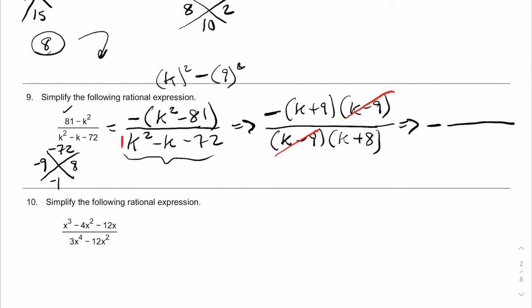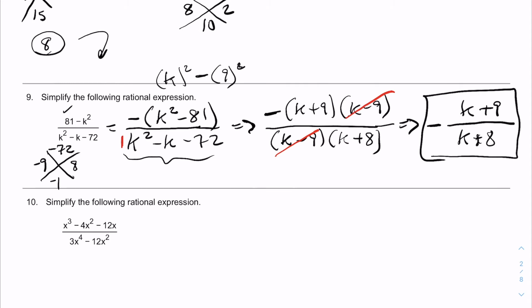I think I checked last set of problems if my lab would accept it that way, and I believe it did. But this is a negative out front, so now we have just a negative out front and k plus 9. The denominator would be k plus 8. Just to be clear, if you left the negative up in the numerator, you would have to keep parentheses or distribute it, either way. So it's probably easiest just to put the negative out in front.